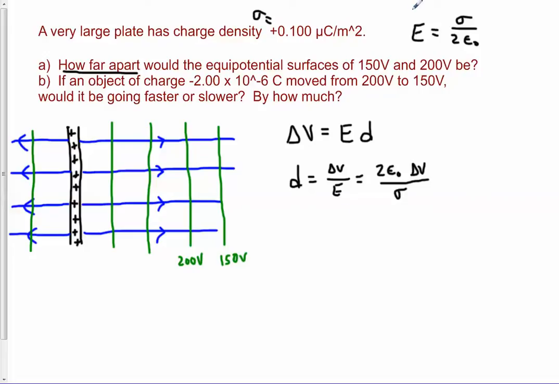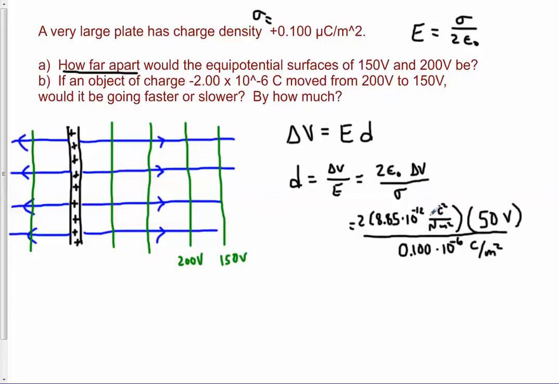Now I'm going to plug in the numbers. I have everything. There we go. And 50 volts goes in for the potential change because we're going from 200 to 150. And that works out to 0.00885 meters, or 8.85 millimeters. Okay, so that's part A.